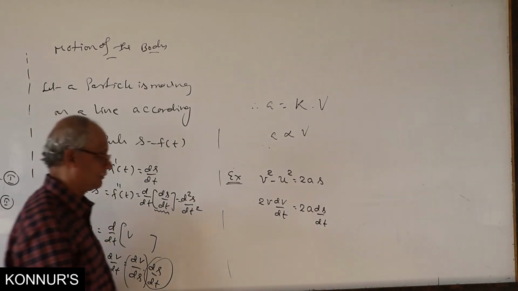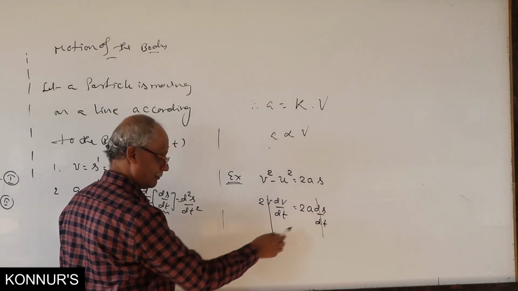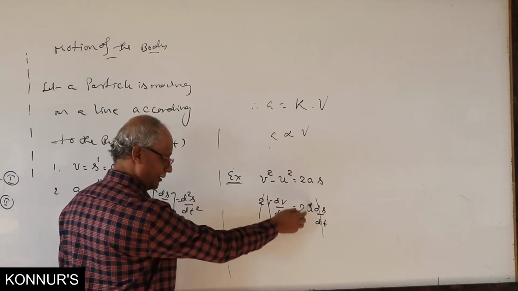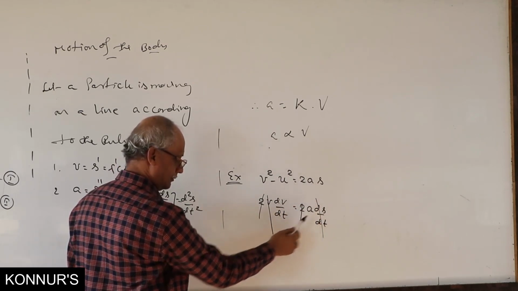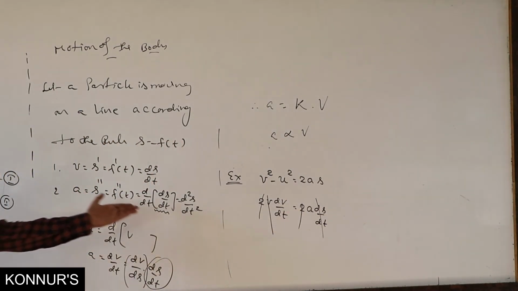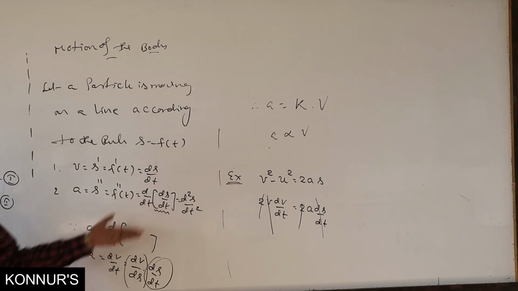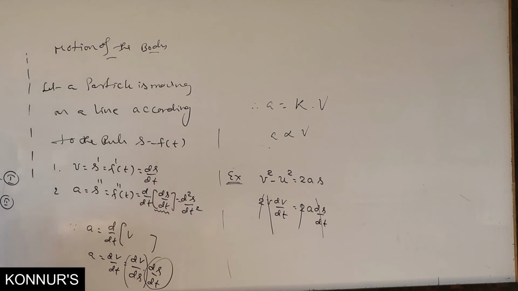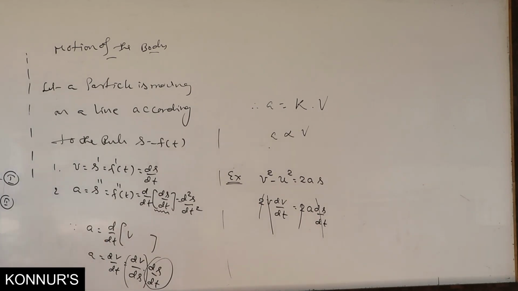Now you see. Velocity cancels. 2 cancels. 2 cancels. What is the observation? A equals dv by dt. That is what we are writing. A equals dv by dt, acceleration. From that result also it matches with our differentiation.